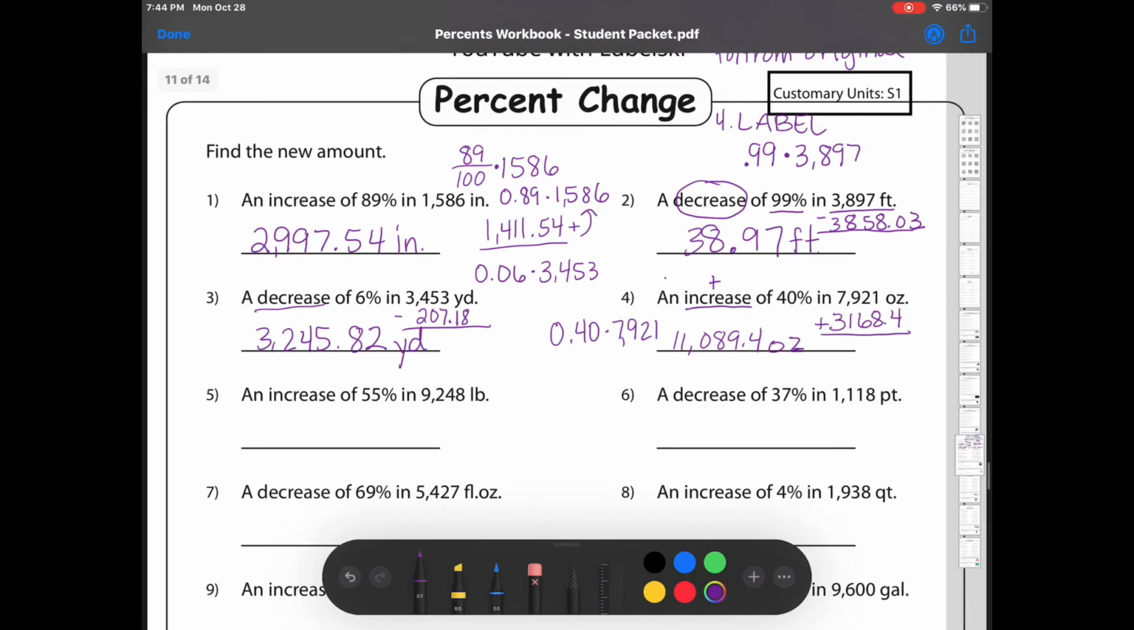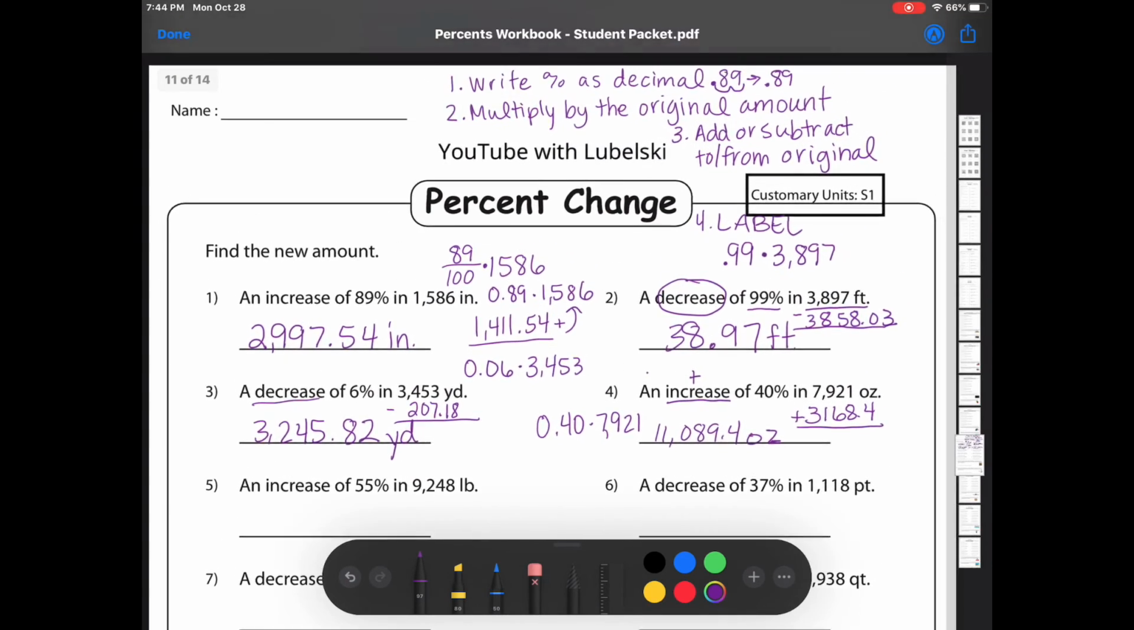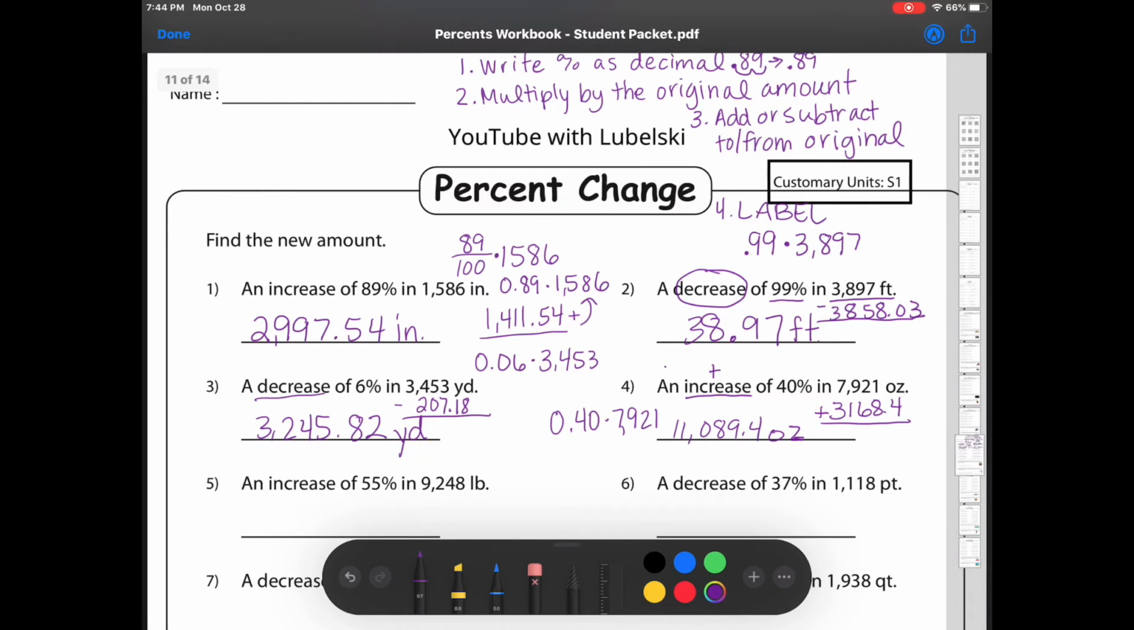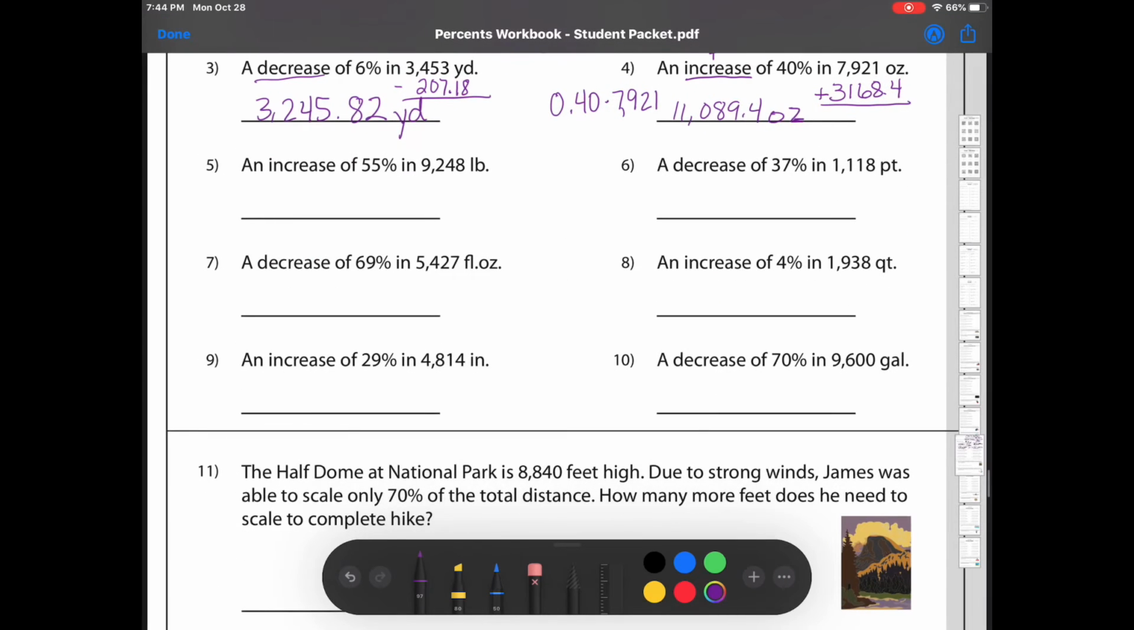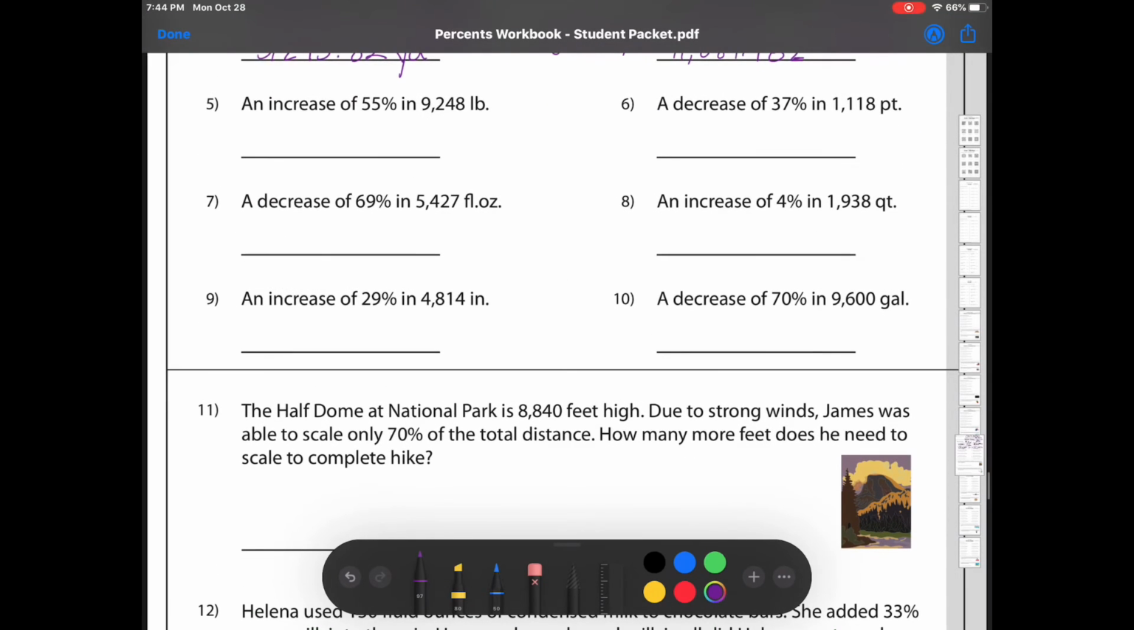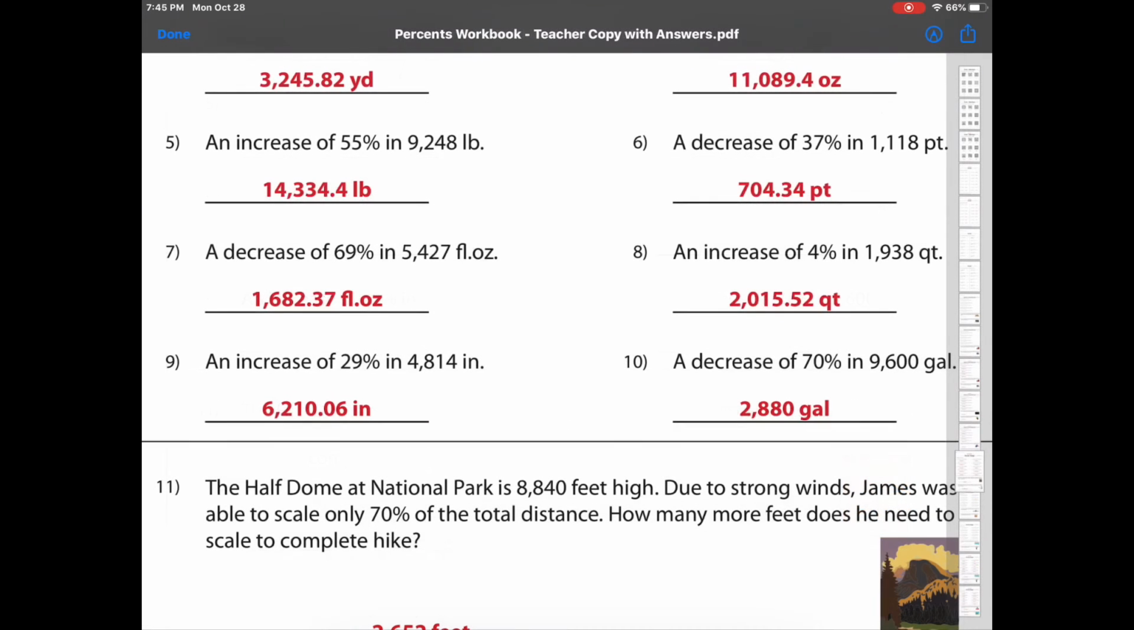After those examples, I want you to try and do the remainder of the page on your own because these are all going by the same thing. Step 1, write percent as a decimal. Step 2, multiply the original amount by the decimal. Step 3, add or subtract from the original. And number 4, always make sure to label. So I want you to go ahead and try 5 through 10 on your own. And then after you're done pausing the video and completing those 6 problems, come back to check your answers with me.